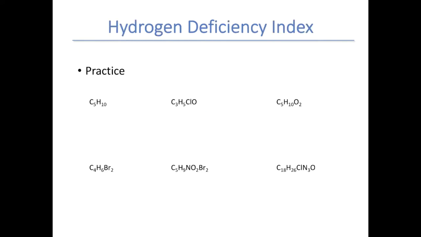So looking at our first problem, we have C5H10. Using my formula, I would take 2 times 5, the number of carbons, plus 2. This gives me a fully saturated compound. Then I subtract out the number of hydrogens, and I don't have any halogens or nitrogens. Take all that and divide it by 2. When we plug this into our calculator, we get an HDI of 1. Seems simple and straightforward. This means this formula has to contain either a ring or a pi bond.